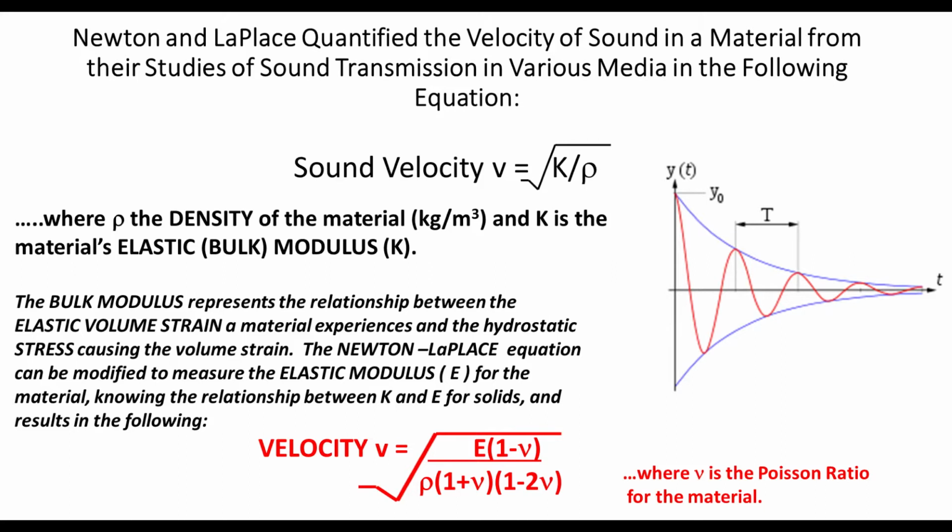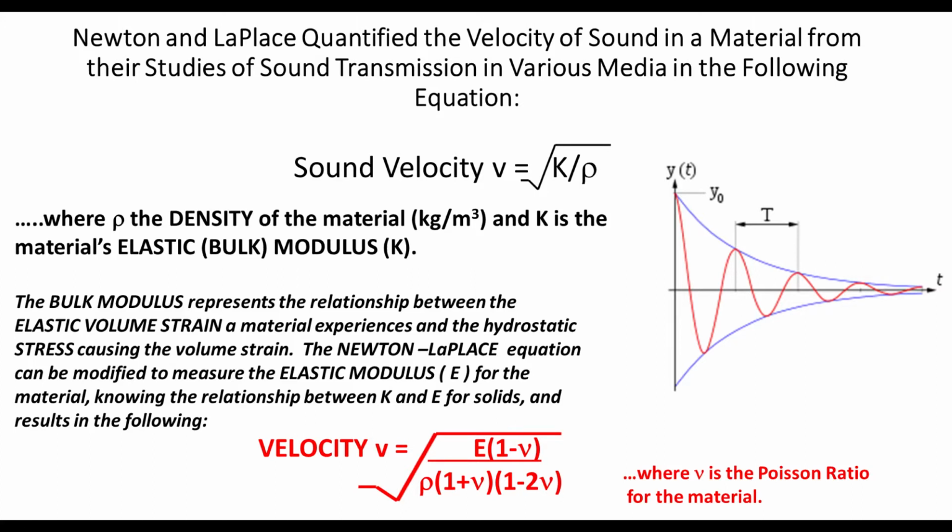So using the relationship between bulk modulus and elastic modulus, we can convert the Newton-Laplace equation, modifying it for the elastic modulus or Young's modulus. Now the sound velocity is equal to the square root of Young's modulus or the elastic modulus times 1 minus Poisson's ratio, all divided by the density rho times 1 plus Poisson's ratio times 1 minus 2 times Poisson's ratio. We will be using this latter equation.